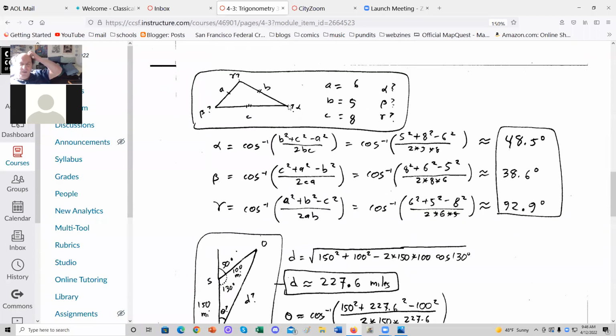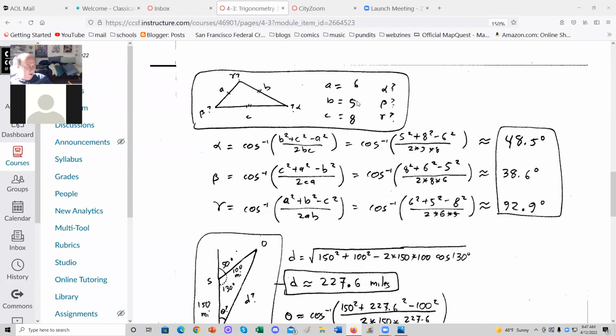We're given a triangle, A, B, C, alpha, beta, gamma. We have three sides. A is 6, B is 5, C is 8. What are alpha, beta, and gamma? Okay, it's a simple matter of substituting into the formula. Alpha equals arc cosine of b squared plus c squared minus a squared over 2bc. B is 5, C is 8, A is 6. So arc cosine of 5 squared plus 8 squared minus 6 squared over 2 times 5 times 8.